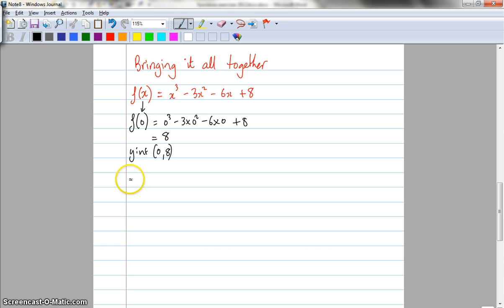So I'm going to say when x equals 1, I'm going to find f of 1. That's 1 cubed minus 3 times 1 squared minus 6 times 1 plus 8.